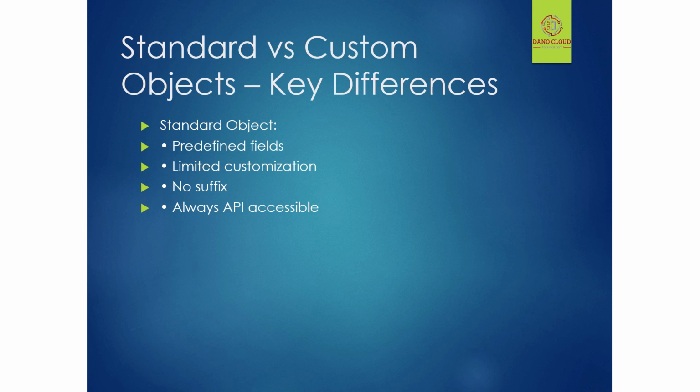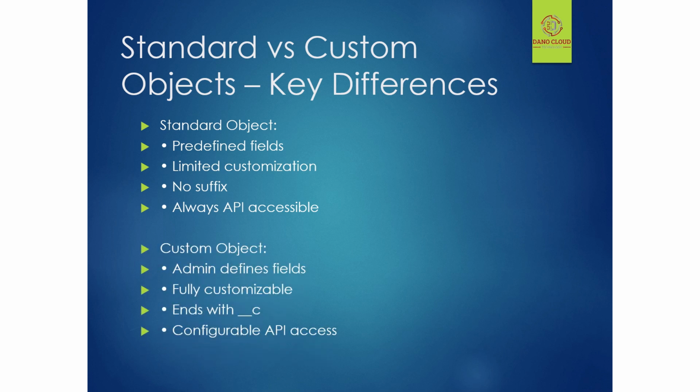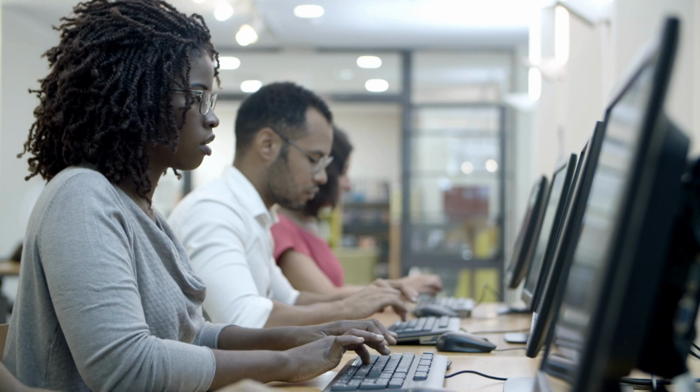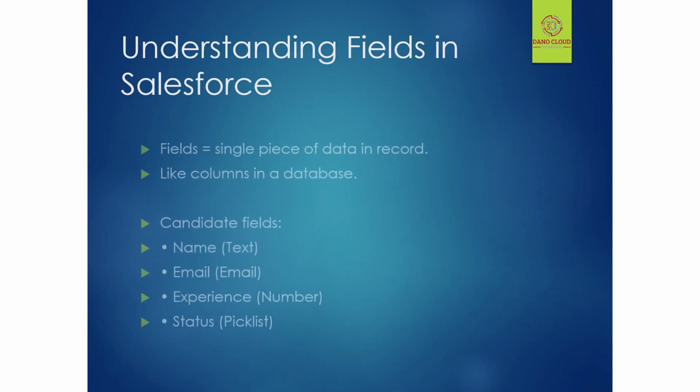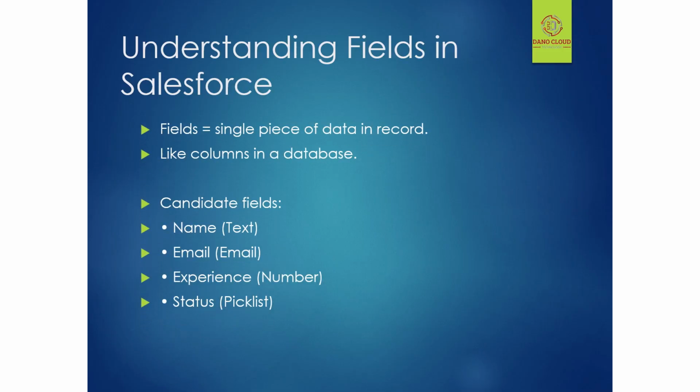Custom objects, on the other hand, are like clay. You can mold them to fit your exact requirements. You define the fields, relationships, and permissions. This flexibility is what makes Salesforce so adaptable across industries. Now let's talk about fields, the building blocks of records.